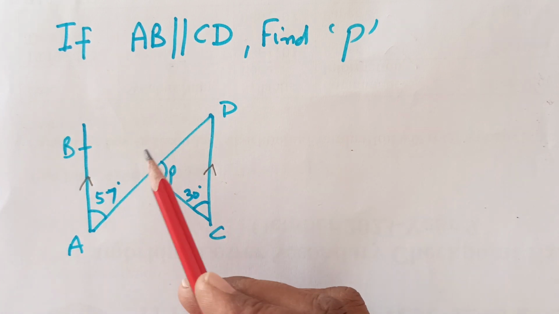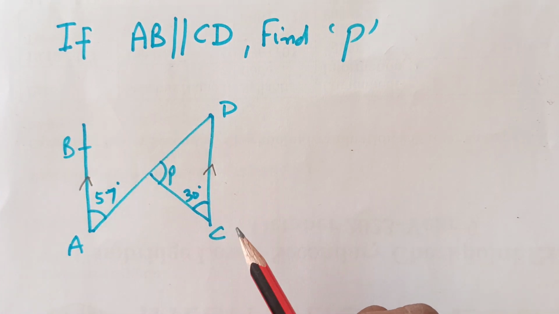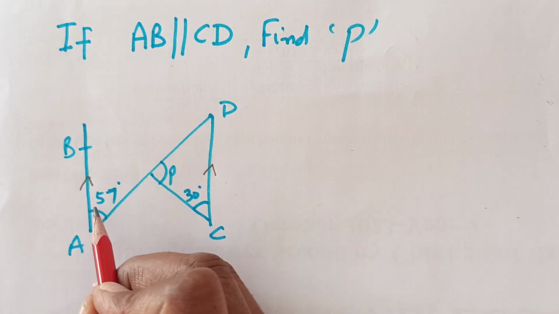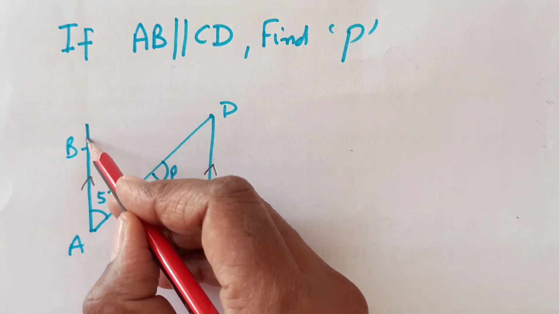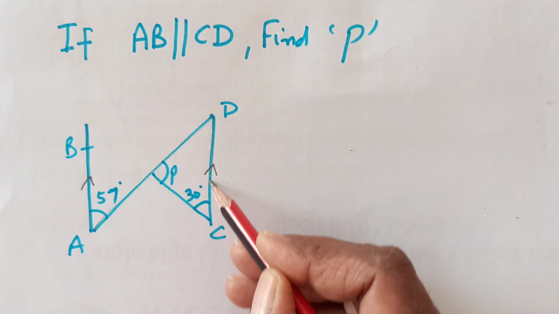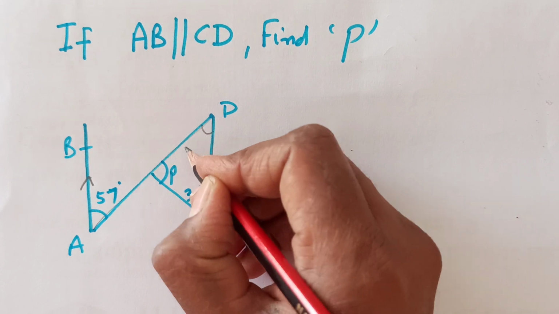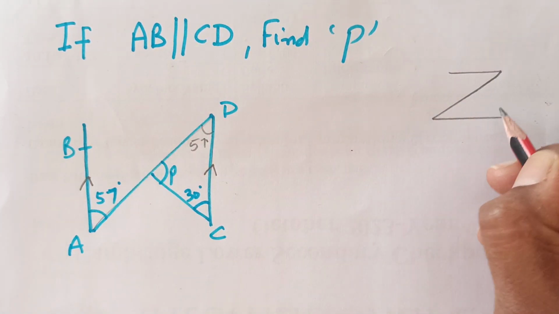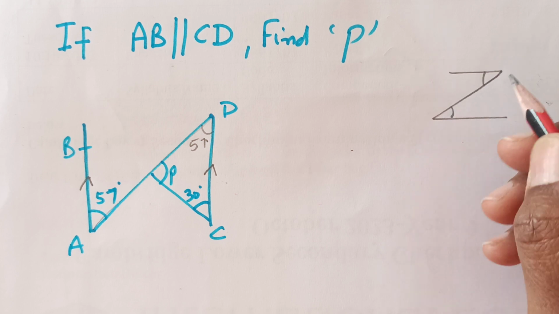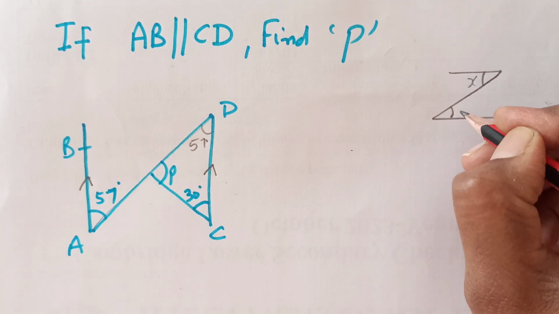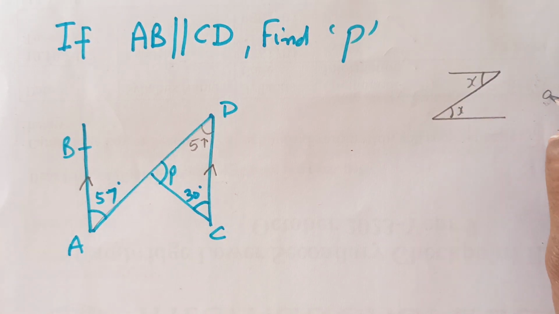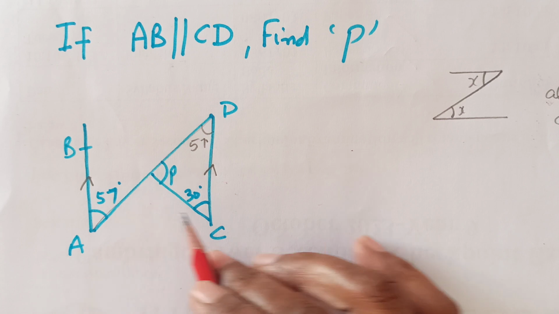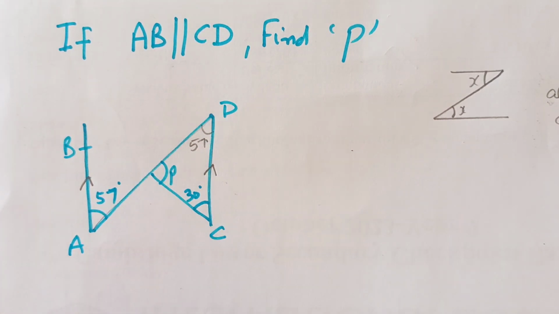So when the lines are parallel, there is always a relationship of the angles. Now here we have a Z shape like this. So this is 57 and this is also 57, because when we have this kind of shape, a Z shape, this angle and this angle will be the same. These are called alternate angles, right? Alternate angles. So if this is 57, this is also going to be 57.